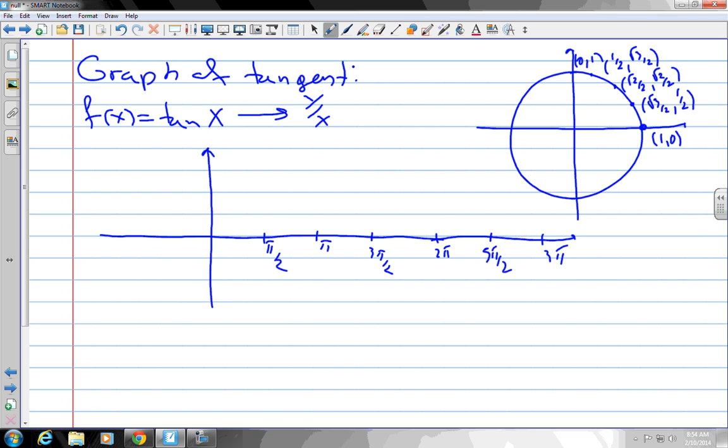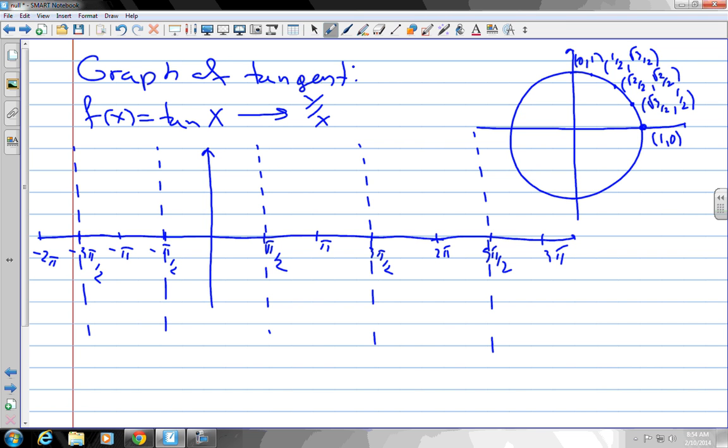So let me label a whole bunch of points. We'll have vertical asymptotes at odd multiples of pi over 2. So pi over 2, 3 pi over 2, and so forth. Okay? So those are the asymptotes.